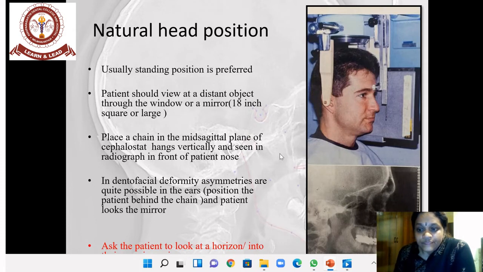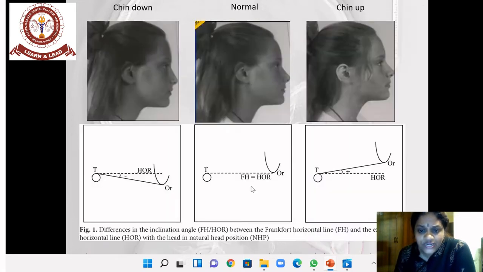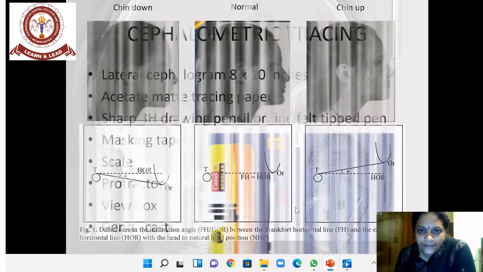If the patient has an obvious asymmetry, what we will do is make a mirror in front of the patient, hang a metal chain, and ask the patient to orient his head over the metal chain. Thereby, if any asymmetry is there, that will be overruled. If the natural head position is not achieved and the cephalometric is taken, the FH plane will be altered. Either it will increase or decrease accordingly.